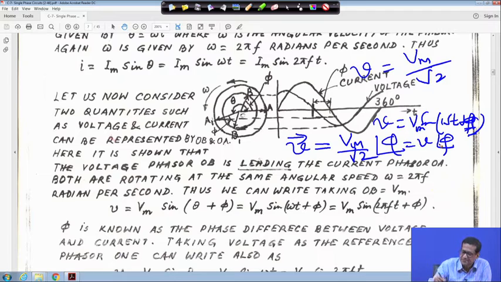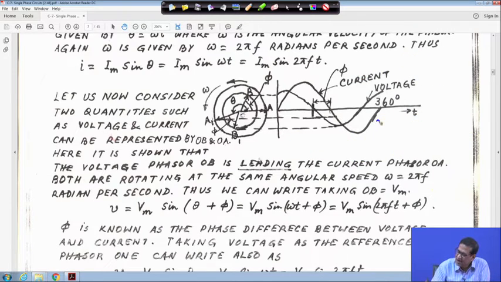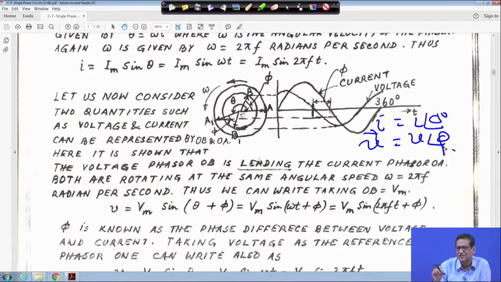Now, my I is equal to I angle 0 degree, and my V is equal to V angle phi. If we plot the phasor diagram, you draw a vector diagram, but a phasor is a rotating vector, that is the only difference. Suppose this is my I, my reference line with angle 0, and this is V angle phi. This angle should be phi. That means V is leading the current I by angle phi.